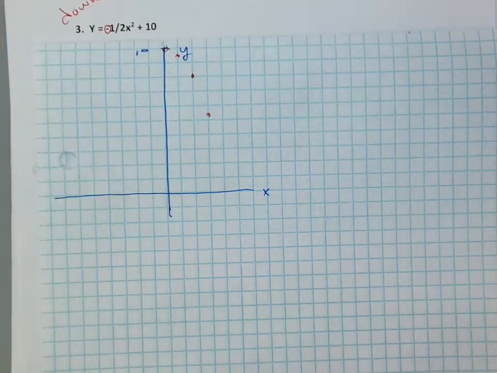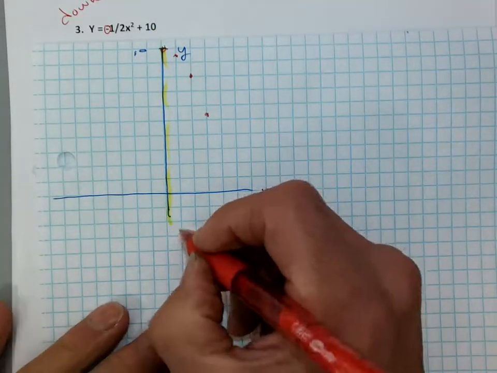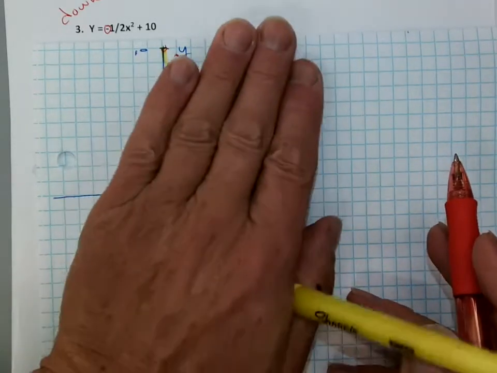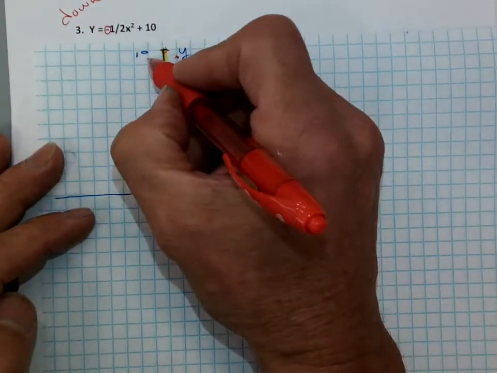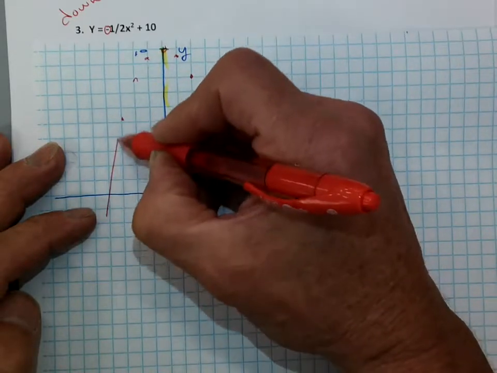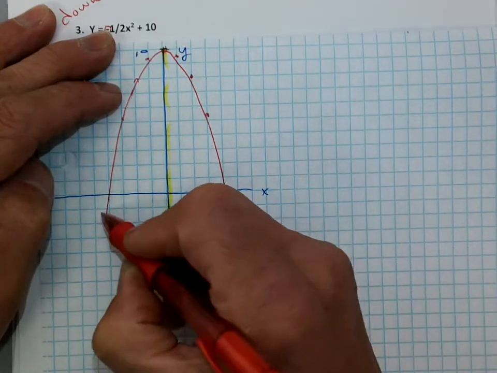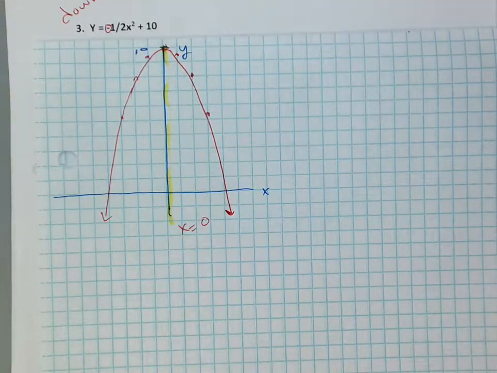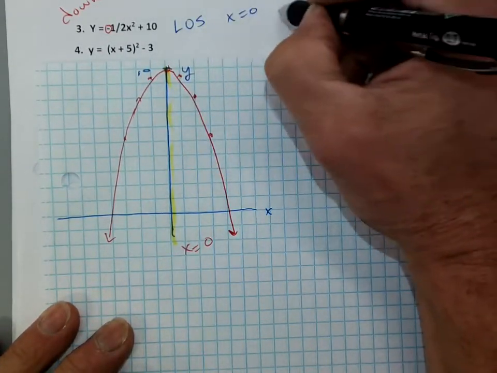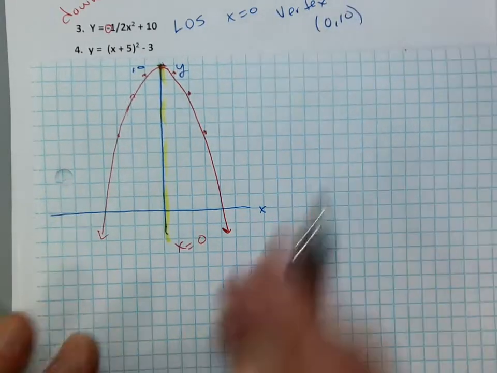We know there's a line of symmetry, which goes right down the middle at x equals 0. So if I have a line of symmetry, I can reflect the points over my line of symmetry here, here, here. And I can just draw my graph in nice and curvy, not pointy. There's number 3. So the vertex for 3, line of symmetry, is x equals 0. And the vertex is at the point (0, 10).